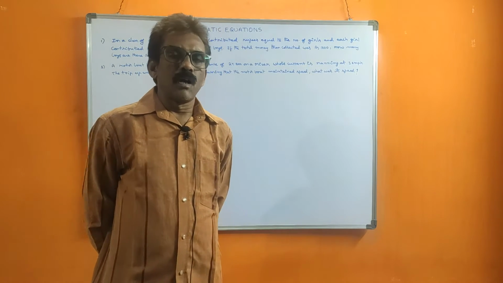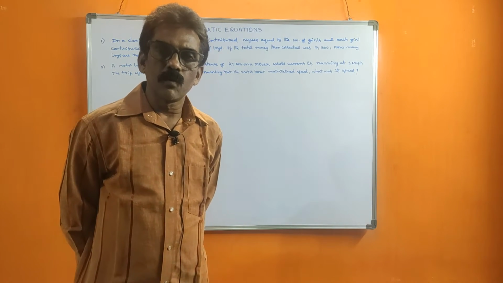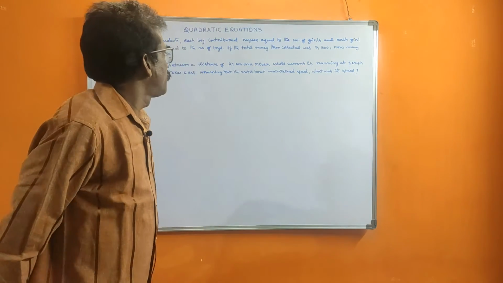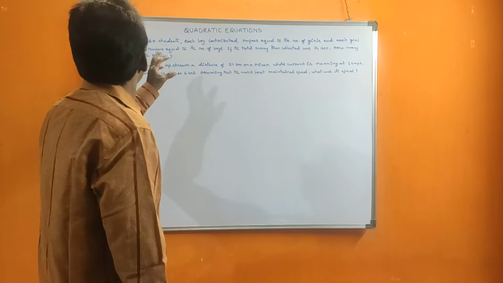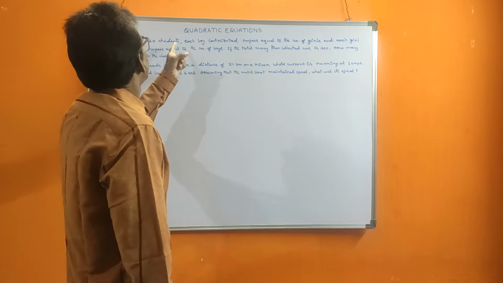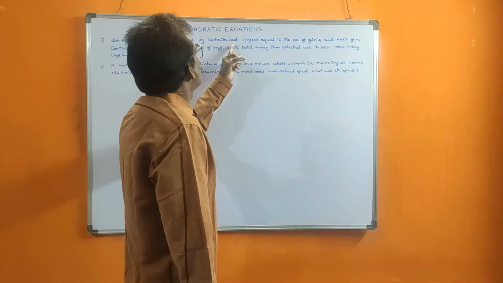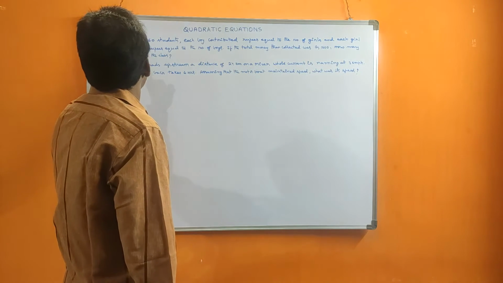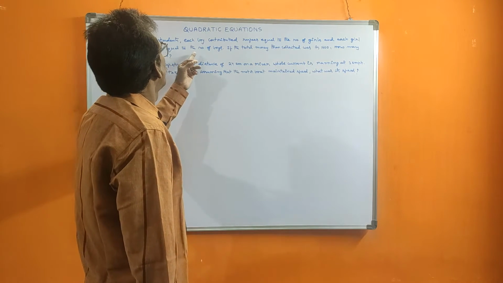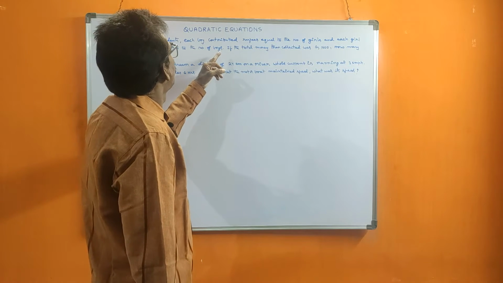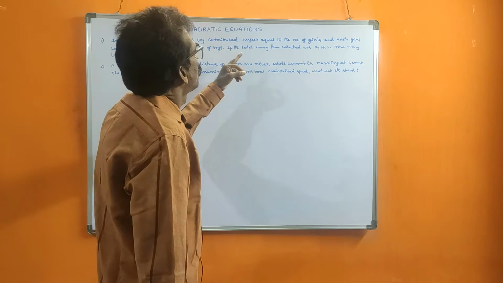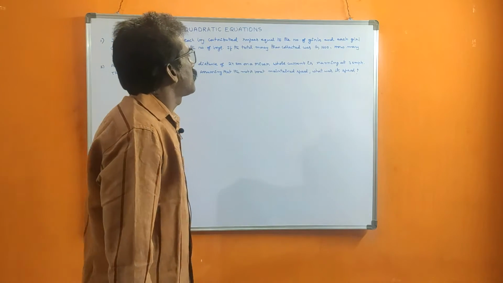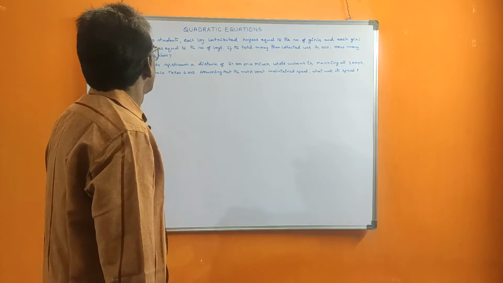In this video, I want to explain some more numerical problems on quadratic equations. See, the first problem is: in a class of 60 students, each boy contributed rupees equal to the number of girls and each girl contributed rupees equal to the number of boys. If the total money collected was rupees 1600, how many boys are there in the class?